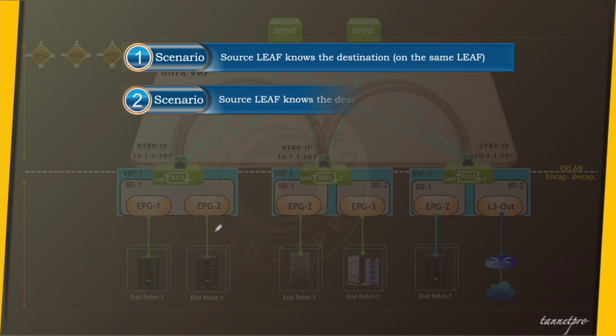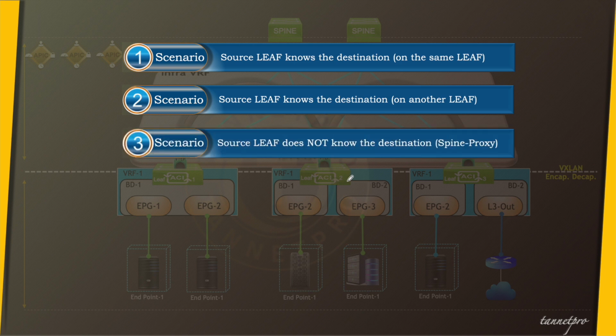And what about scenario 2? Scenario 2 is where the source leaf knows the destination, but it is on a different leaf, and it is present on that leaf only. This is the second scenario. And the third scenario could be where the source leaf doesn't know the destination, so what it will do is forward the packet to the spine. That would be the third scenario.